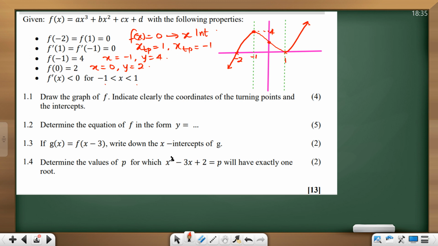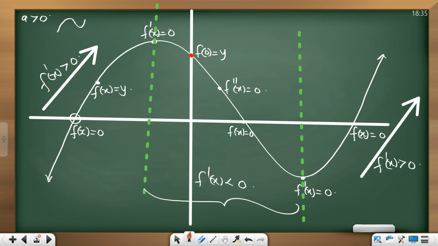Are we okay? In fact, this whole question is just 13 marks. Are we okay? Please let me know 1.1. Everybody okay? Let me know. Please take a picture of this, a picture of that for me, please.